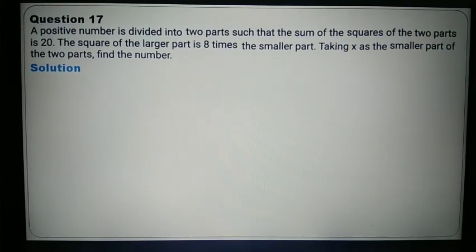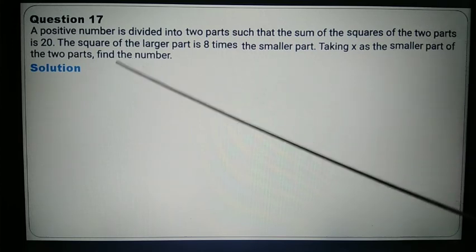Okay, so we'll take the last problem for the day. We have a positive number which is divided into two parts, again the same kind of problem which we have already seen, such that the sum of the squares of the two parts is 20. Now, the square of the larger part is 8 times the smaller part. So the question says, taking x as the smaller part of the two parts, find the number.